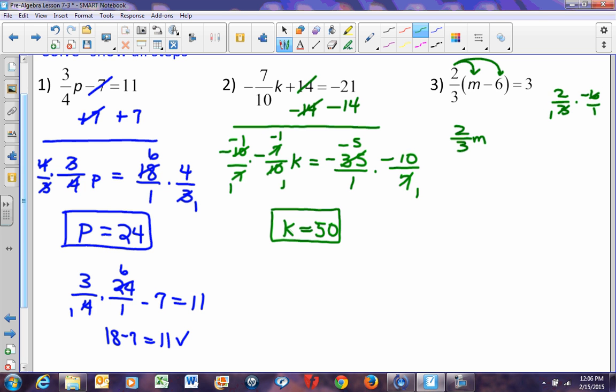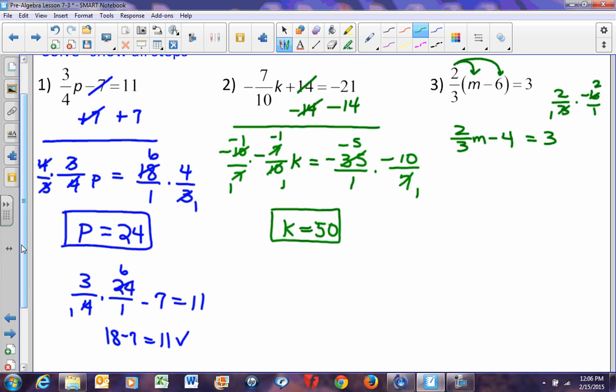3 goes into 6 twice, and 2 times negative 2 is negative 4. Or you can think of it as multiplying straight across the top, which is negative 12, and straight across the bottom, 3 times 1 is 3. Negative 12 divided by 3 is negative 4. So now we have 2/3 m minus 4 equals 3.